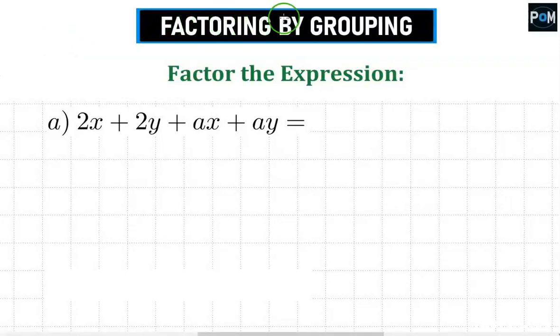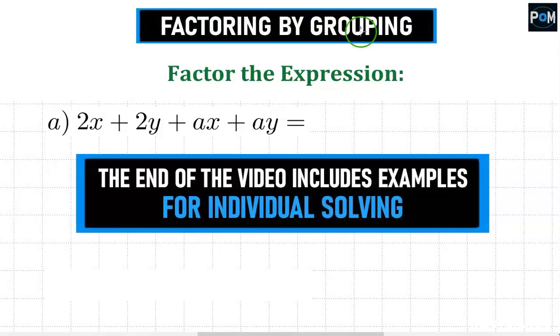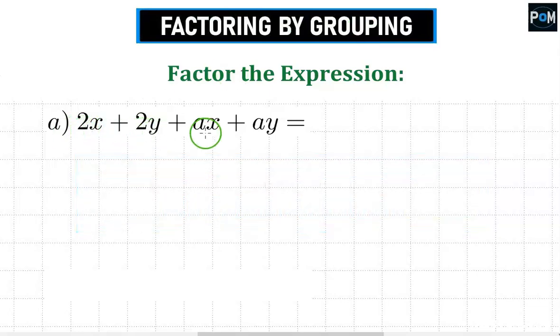In this video, we'll talk about factoring expressions by grouping. In the first example, we have 4 terms here. We see right away that from these 4 terms, none can be factored out simultaneously. But such examples can be done by grouping terms.